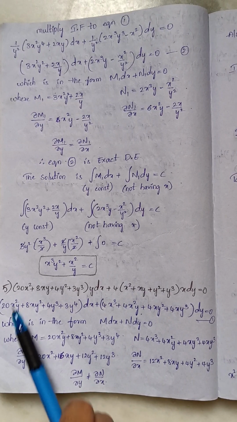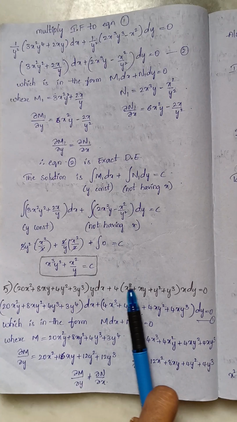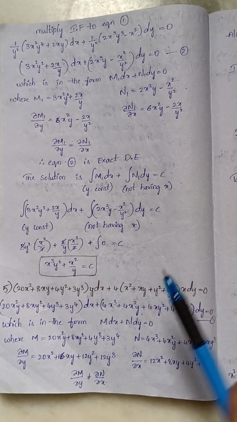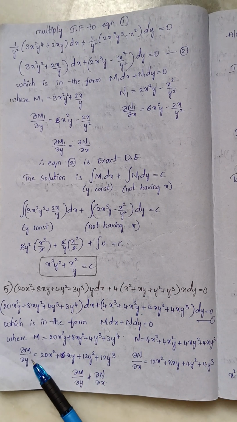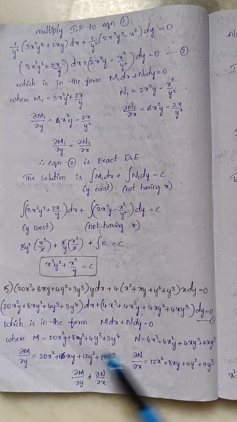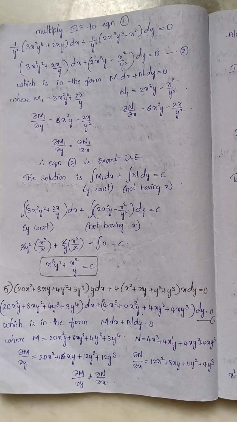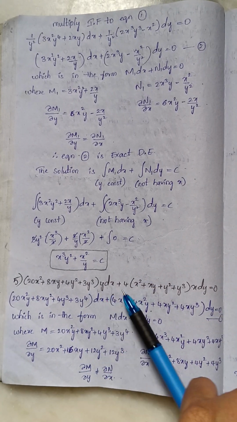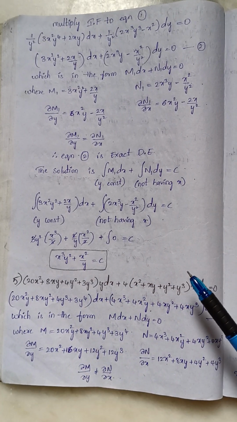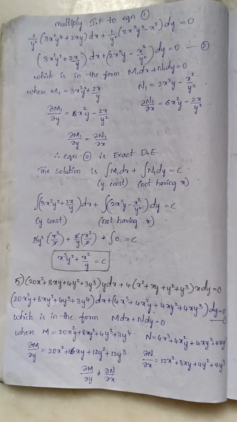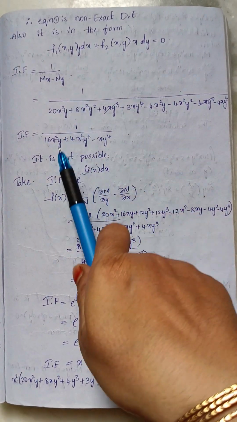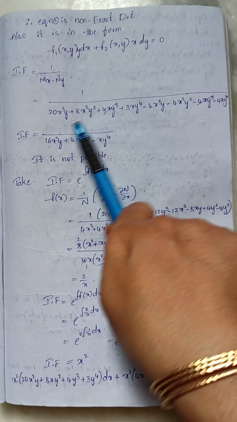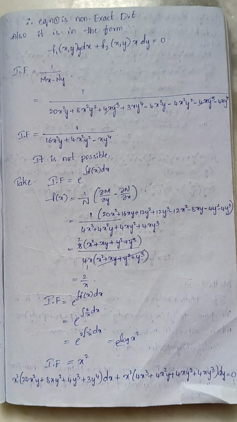I will give you a clue. 1, 2, 3, 4. Here also 1, 2, 3, 4. Same terms. So what we need to do is, first of all, ∂M/∂y and ∂N/∂x, they are not equal. And see here, it is of the form function into y dx plus function into x dy. It is of the third method, but when you are taking the third method, lengthy terms will come, so it is not possible to calculate easily.